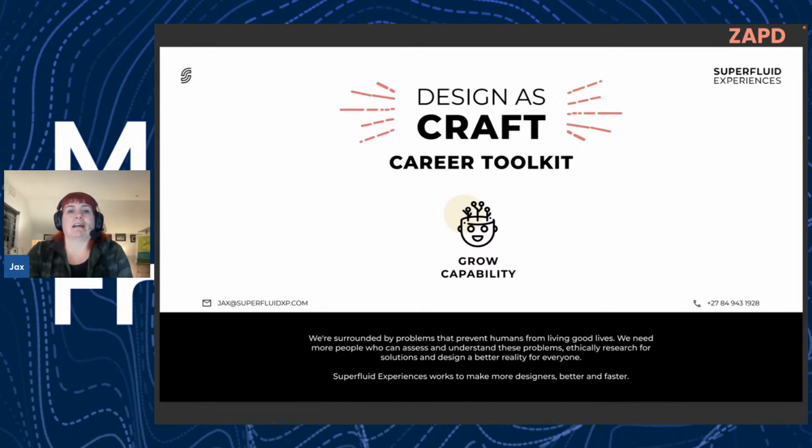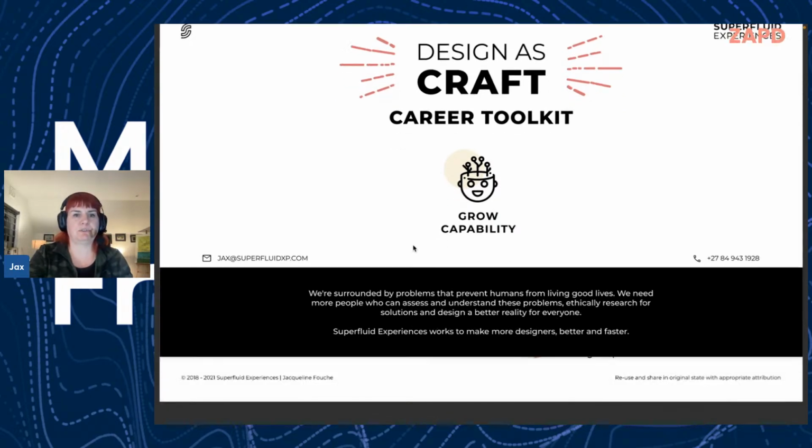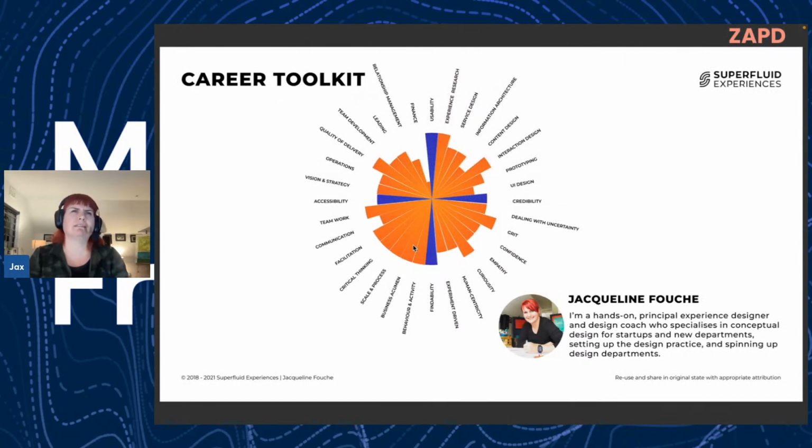So how did I start out with this career toolkit? I've been lucky enough to have worked in the field for quite some time. I've worked as an IC, I've worked as an information architect. I've done a lot of these roles myself throughout my career. There you can see a visualization of this career framework. Basically, that's how I score myself. It's a self-evaluation. I'm a hands-on principal experience designer, and I've done quite a lot of work in the leadership space as well.